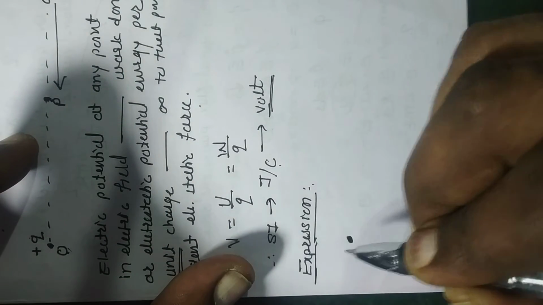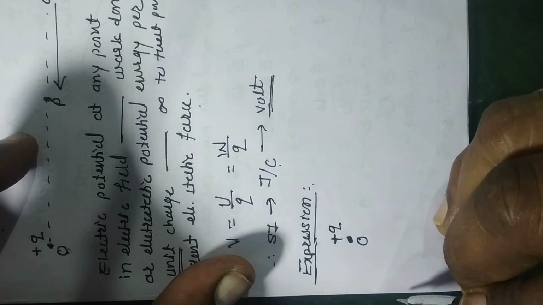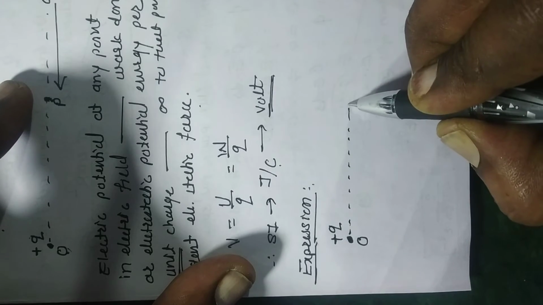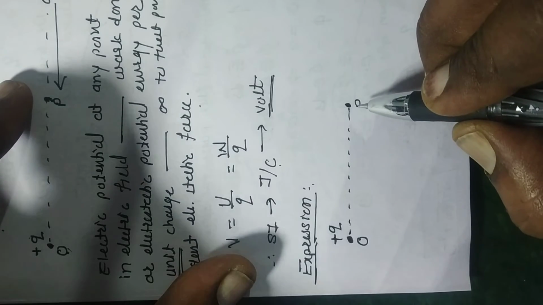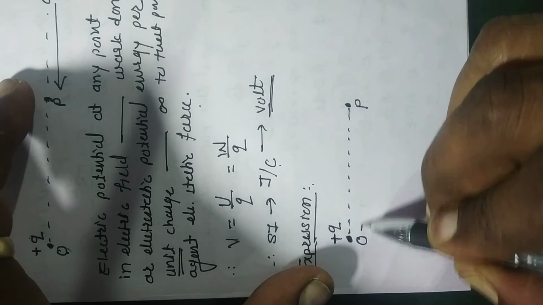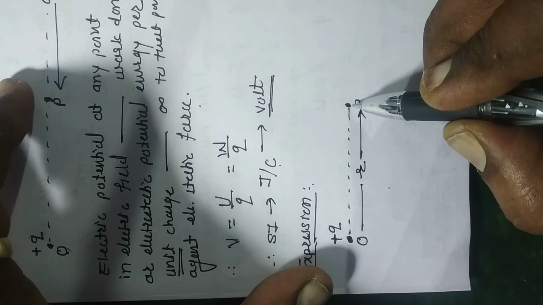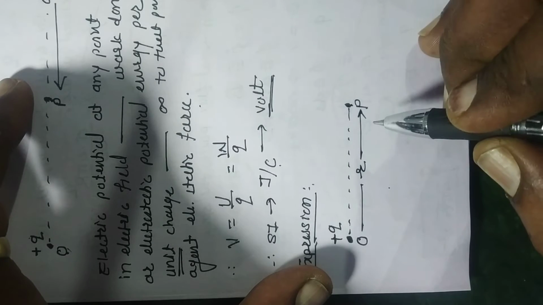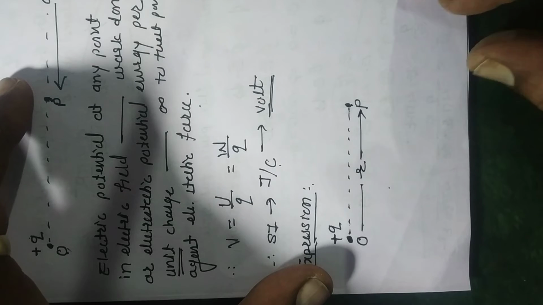Similarly, consider a charge +Q situated at O in air or vacuum. Let P be any point at a distance r from O at which electric potential is to be determined.